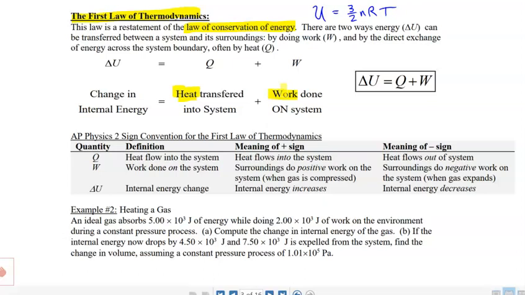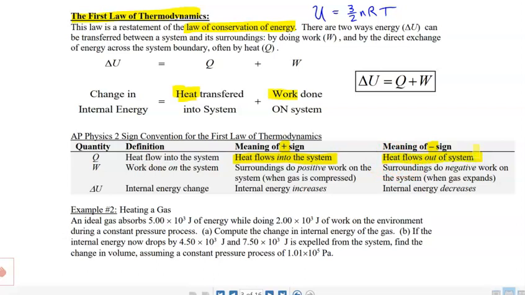So maybe we should have a quick discussion about the signs, whether it's positive or negative. Well, the discussion about heat is pretty straightforward. If the heat goes into the system, then that's positive. And if it flows out, well, that's negative. I think that's relatively straightforward.